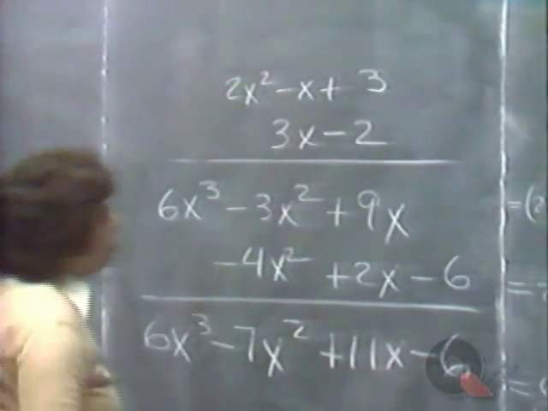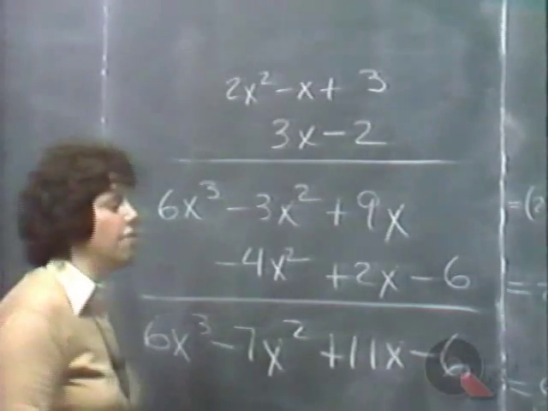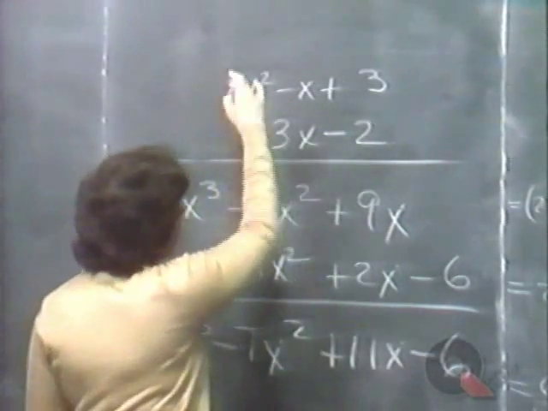The basic thing when you're multiplying polynomials is to make sure that every term in one polynomial is multiplied by every term in the other.